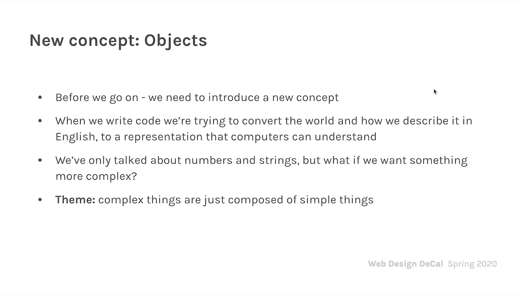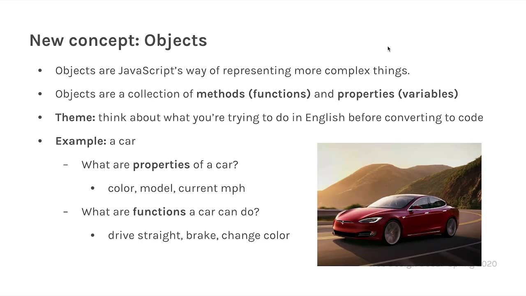More complex web pages are still made up of simple blocks of divs, text, images, links, etc. And in this case, in JavaScript, when we want to represent a more complex object, it's still just made up of simple things like numbers and strings. Objects are JavaScript's way of representing more complex things. Each object is a collection of functions and variables. When functions and variables are part of an object, we call them methods and properties.